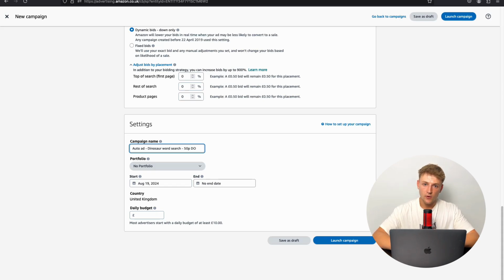So I know straight away when I land on my ads console, this is my auto ad for my dinosaur word search, and I'm bidding 50p with the down only bidding strategy. It sounds like overkill, trust me, but it's so important.